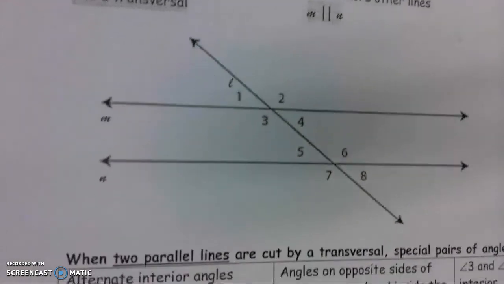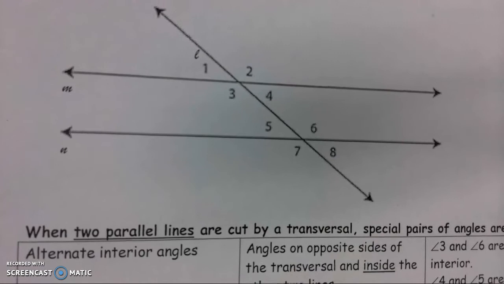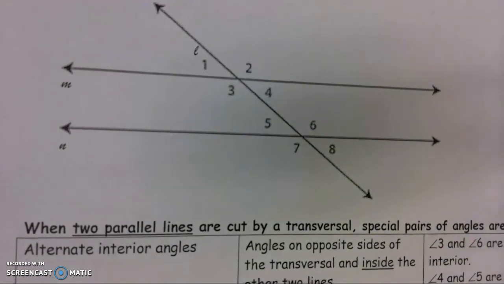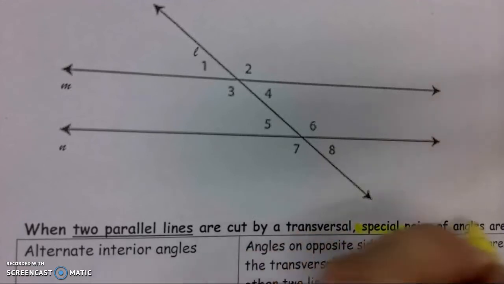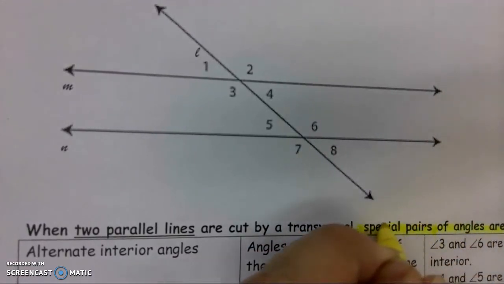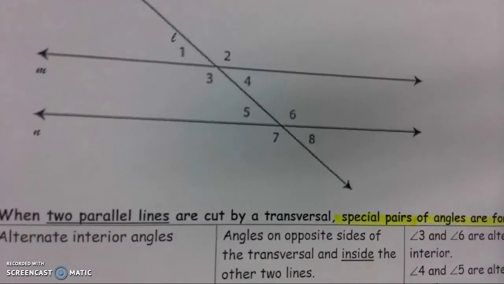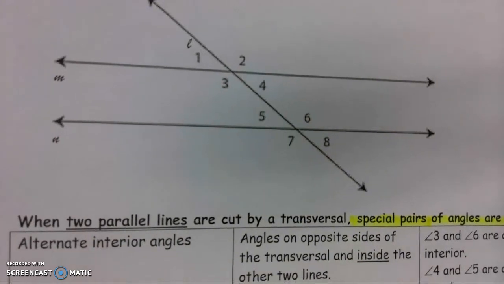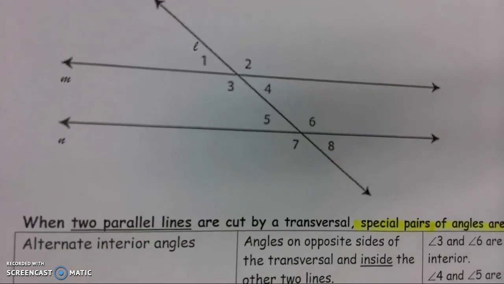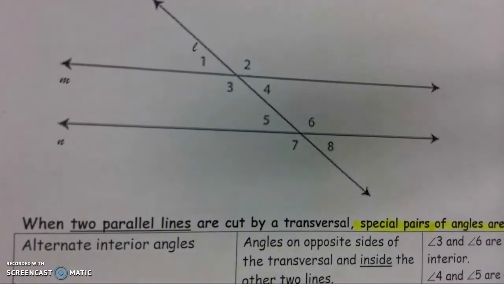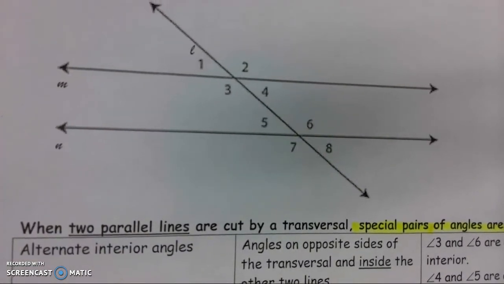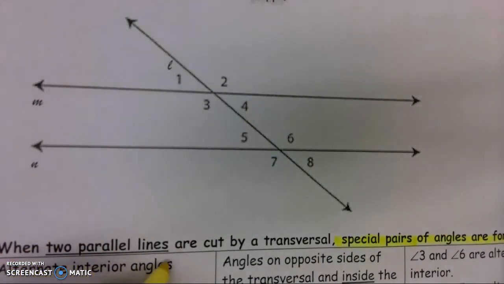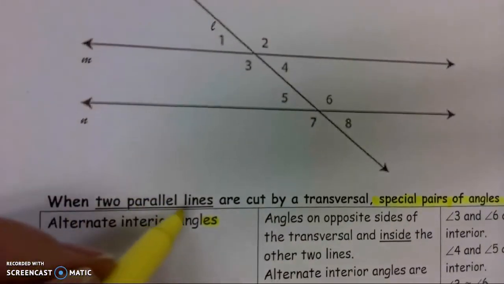When the lines that the transversal intersects are parallel, then I have special pairs of angles that are formed. Now, the relationship between these angles exists because the lines are parallel. So when two parallel lines are cut by a transversal, special pairs of angles are formed. There are four pairs of angles that we are going to look at: alternate interior, alternate exterior, corresponding, and same side interior. The first pair of angles we're going to look at are alternate interior angles.